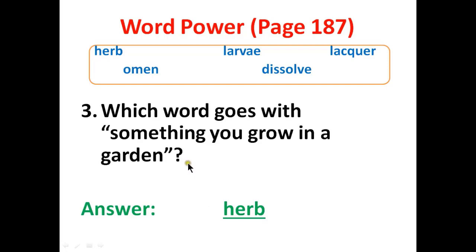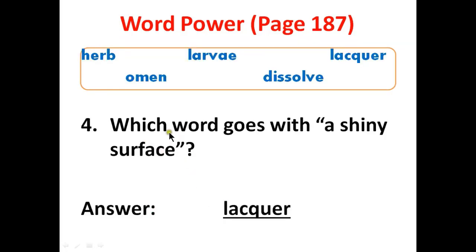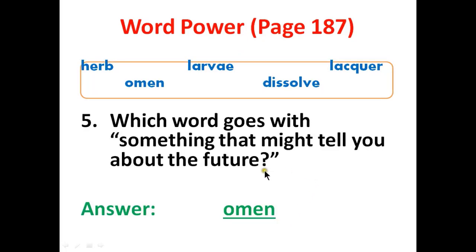Herb. And number 4. Which word goes with a shiny surface? And here your answer will be lacquer. And number 5, which word goes with something that might tell you about the future? And here the answer is omen. O-M-E-N. Omen.